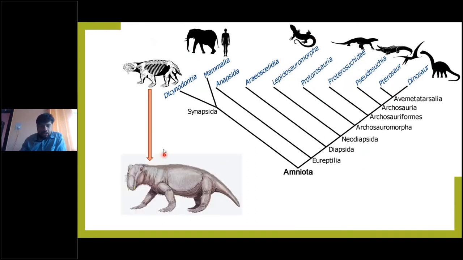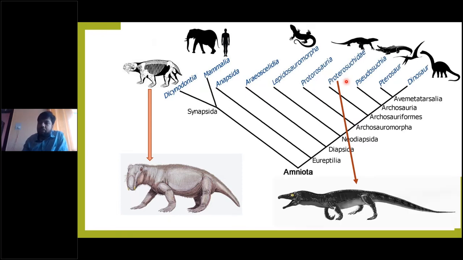So these Lystrosaurus were very close to the mammalian lineage. They were synapsids. That means they are more closely related to us than other diapsids and archosauromorphs. And the closest relative of dinosaurs back in the early Triassic was Proterosuchus, which belonged to the Proterosuchidae family. That was an archosauriform that looked somewhat like a crocodile, or you can say somewhat like a monitor lizard. But these were certainly very different from that.